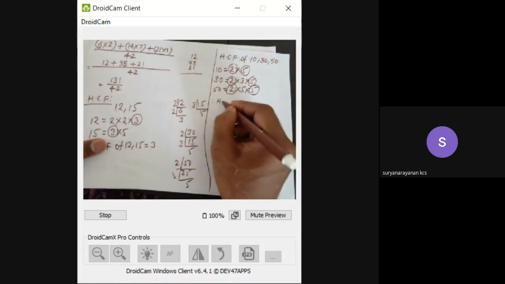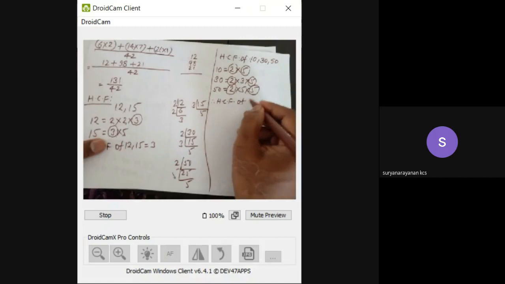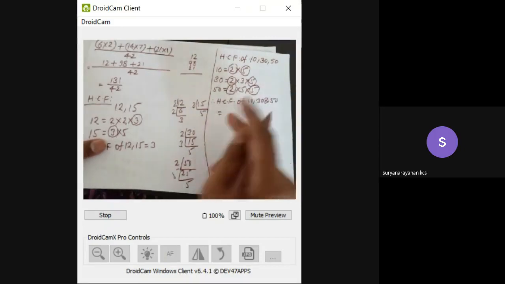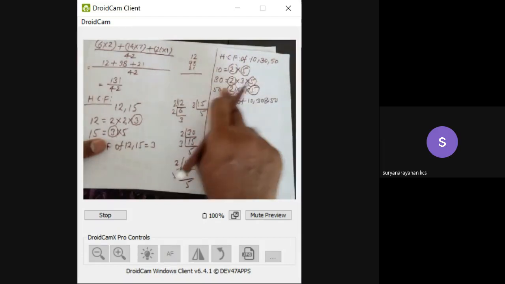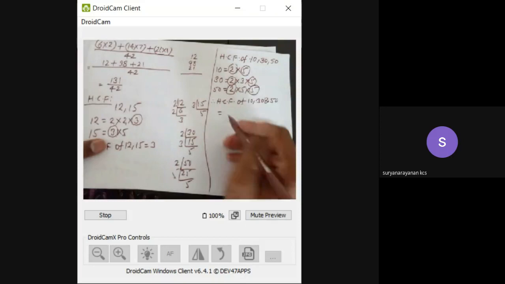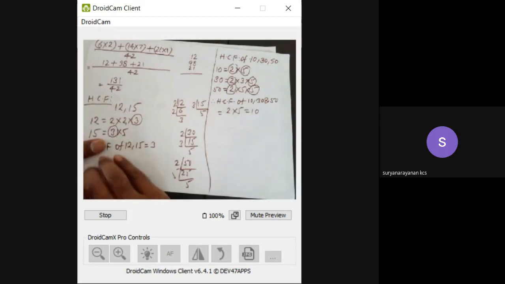Sir, HCF of 10, 30 and 50 is equal to, in this case, we got 2 numbers in common. In all these 3 lines, 2 numbers are in common. So we multiply the 2 numbers. 2 into 5, that is 10.